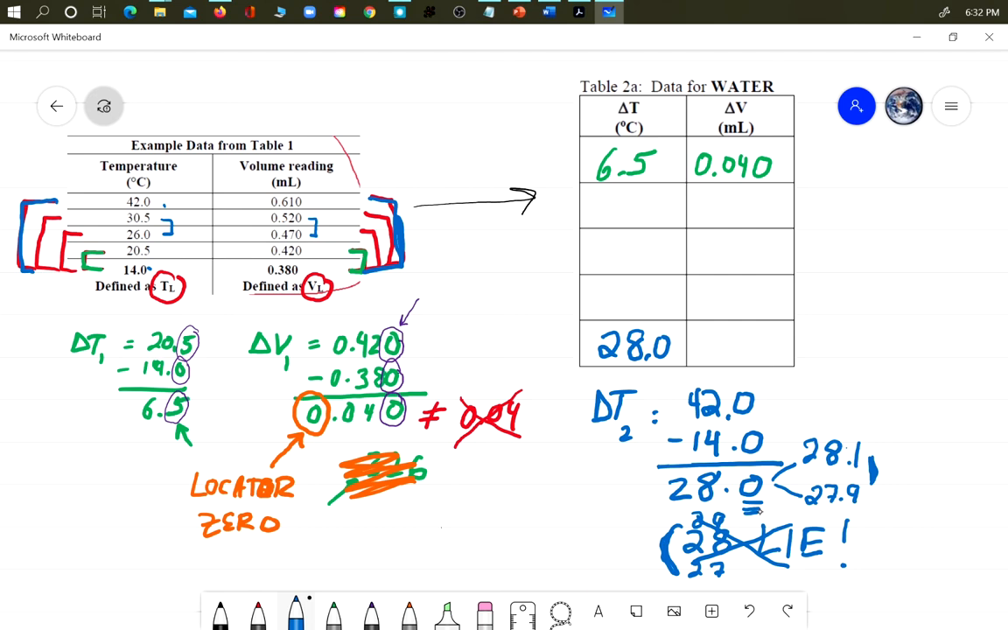And if I do the other calculation, delta V2 is 0.610 minus 0.380, 0.230. So you're going to have a new data table that has delta T and delta V values in it, and that is what you're going to use to make the graph.